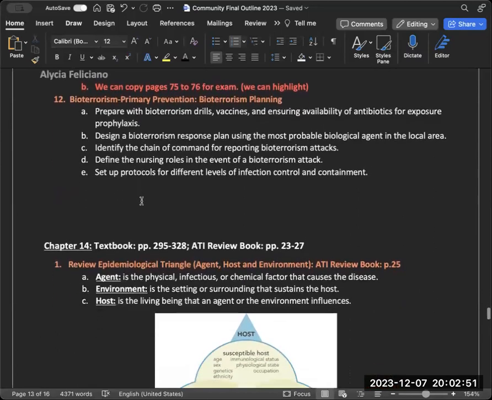And one of the questions on our test, besides the true or false, is going to be primary prevention for bioterrorism. And she said that's okay. So we can have everything, including the bioterrorism and the levels of prevention, which is pages 75 and 76, which she said we could have.